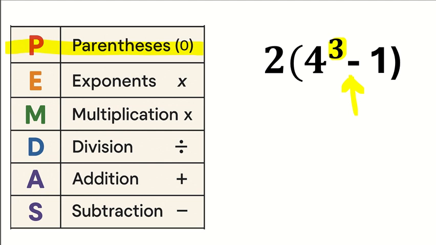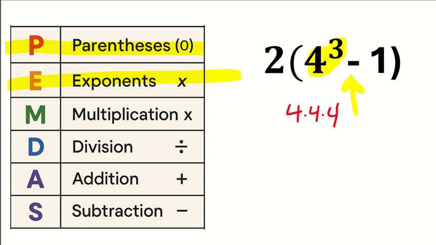What on earth is to be done? We follow the order of operations. Inside the parentheses, it begins again. And of course, we must do the exponent first. Now, let us not forget that 4 to the 3rd power is the same as 4 times 4 times 4.